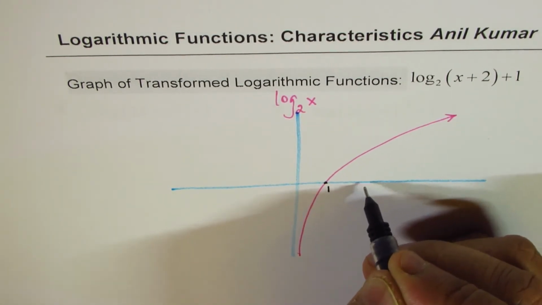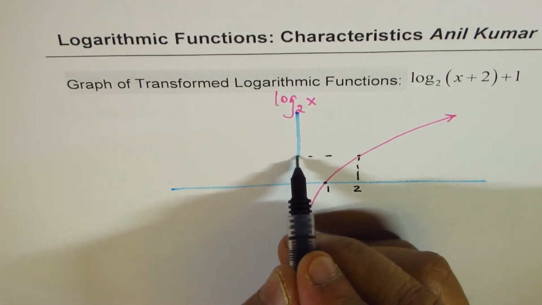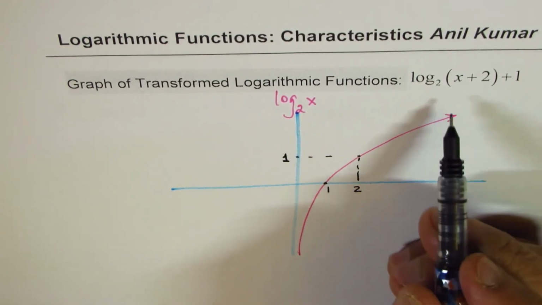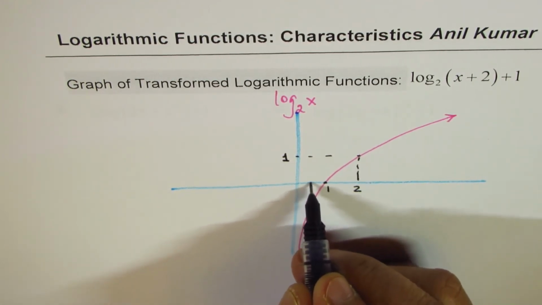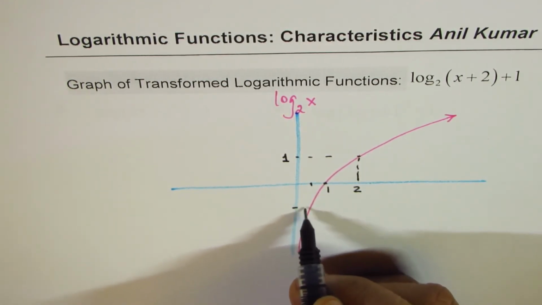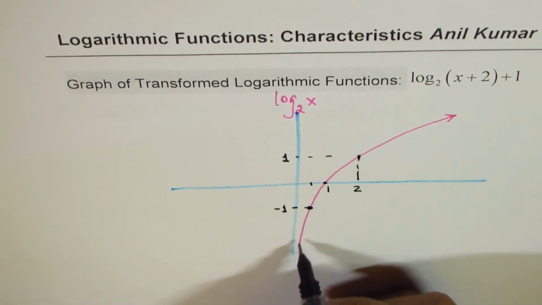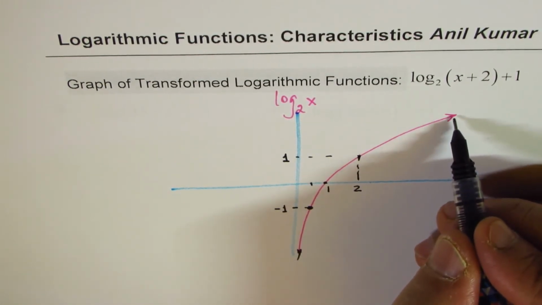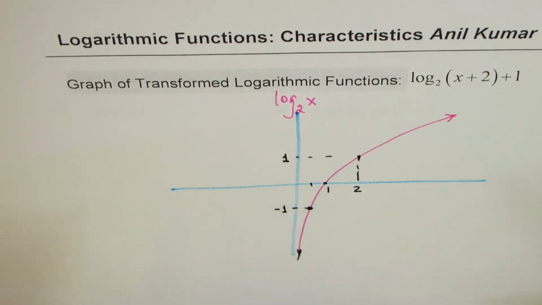So at 2, we'll have a point, let's say this is at 2. The value is going to be 1 here, right? And at half, we'll get minus 1. So these are 3 critical points. Then we have the vertical asymptote, and as x approaches infinity, y approaches infinity, right? So that becomes the graph of log to the base 2.